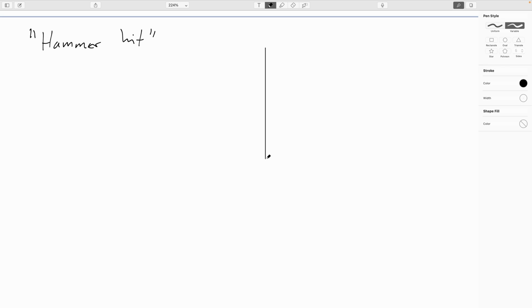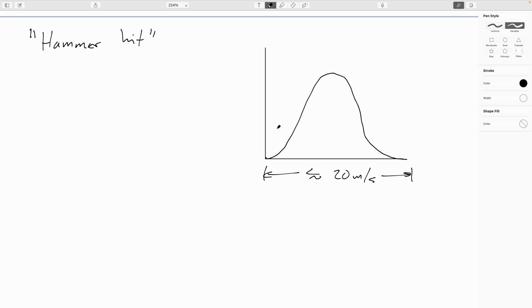Real world things like, say, striking a hammer against a nail tend to happen over a period of about 20 milliseconds-ish. And there's a lot of wiggle room in that ish part, but less than or on the order of 20 milliseconds from, say, when a hammer first strikes the nail to when the nail has left the hammer. And the force goes up rapidly and back down rapidly over this, not 20 meters per second. What am I doing here? 20 milliseconds. So 20 thousandths of a second.